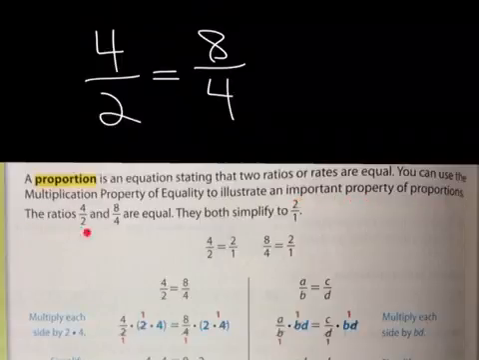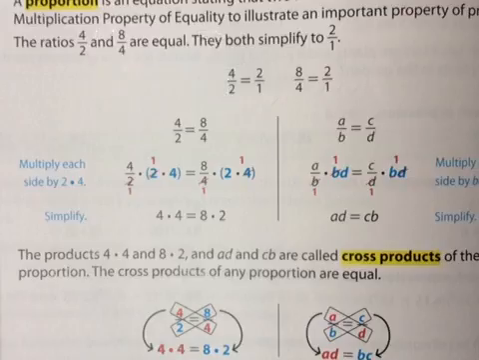The ratios, oh look at that, the same ones: 4 over 2 and 8 over 4, as we have right here, are equal. They both simplify to 2 over 1, or just simply 2. And you can see it right there. 4 divided by 2 is 2 over 1, and so is 8 divided by 4. Or simplified, really: if we simplify, how many 4s are here? We have 1. How many 4s do we have here? We have 2.